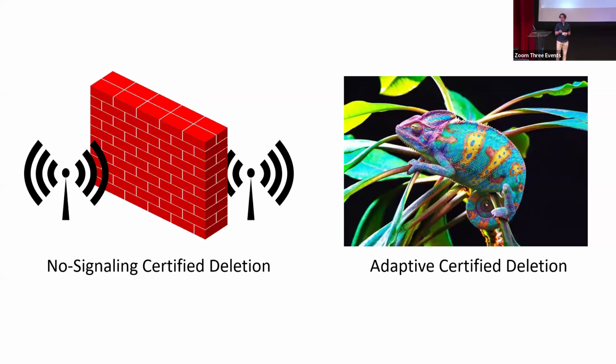To deal with this, we introduced two different definitions of secret sharing with certified deletion, which capture different kinds of adversaries. In no signaling certified deletion, we capture a sort of fast but distributed adversary, whereas in adaptive certified deletion, we capture an adversary which is a little slower, but more insidious and takes its time. Let's start off with no signaling certified deletion. I'd like to mention very quickly that these two definitions turn out to be incomparable.